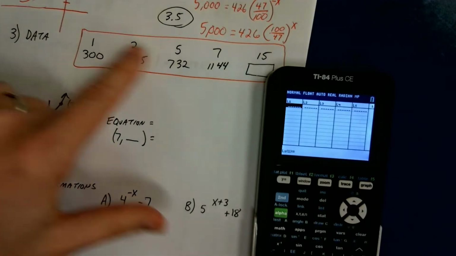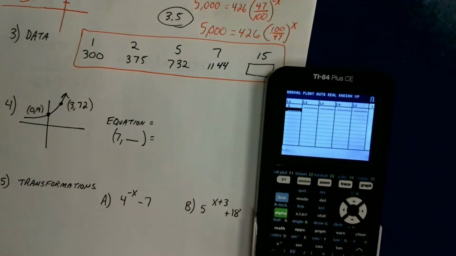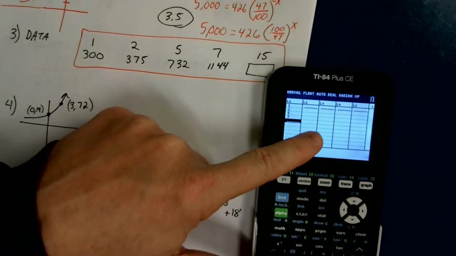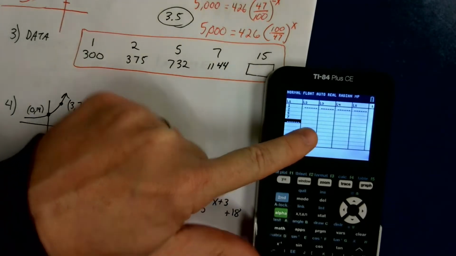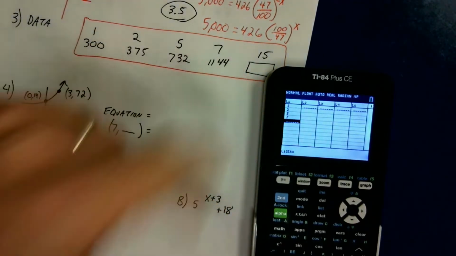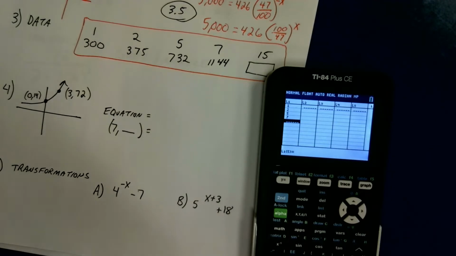So I'm going to put the x's into L1, so 1, enter, 2, enter, 5, enter, 7, enter. I cannot put the 15 in because I don't have a corresponding y value. I'm going to use the first 4 data points to find an equation, and then I can use 15 to find out what it's going to get me. Okay.